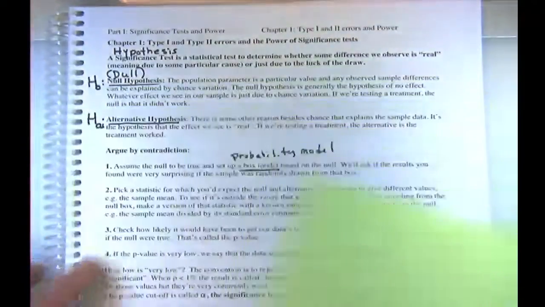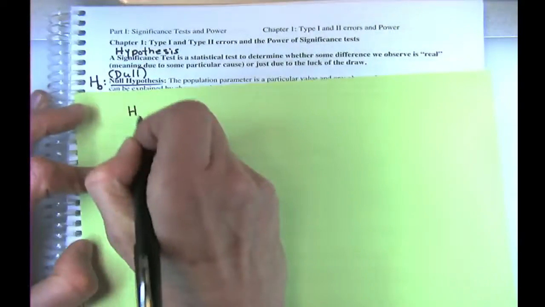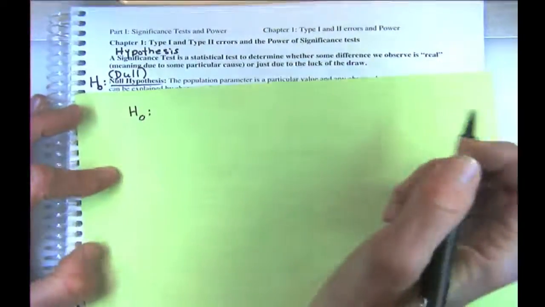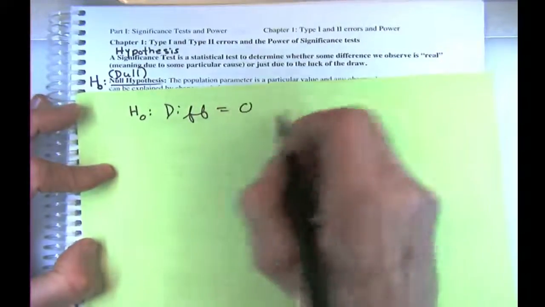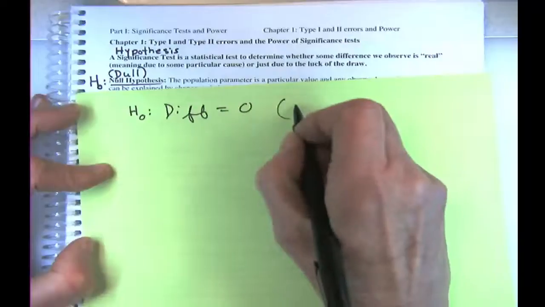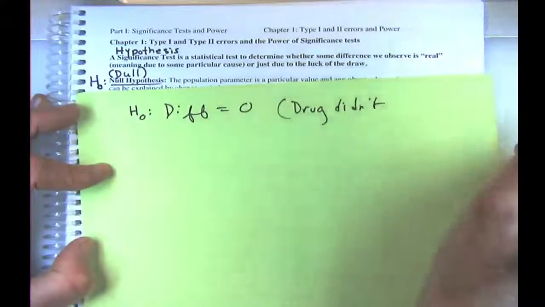Let's set this up here. Okay, so let's write this down. We have this null hypothesis that the difference in means is 0. And that's the same as saying the drug didn't work. It's the same as the placebo.